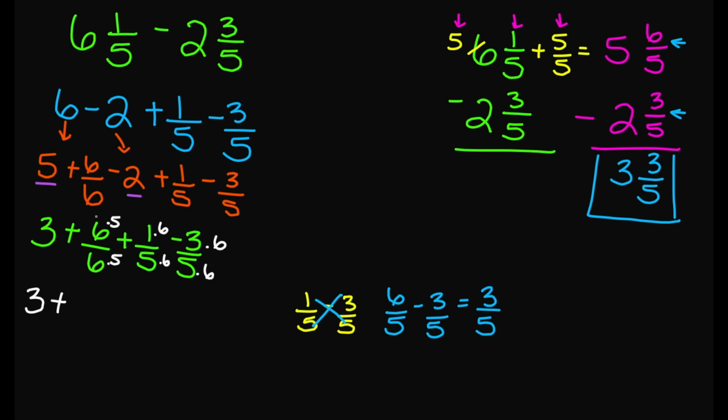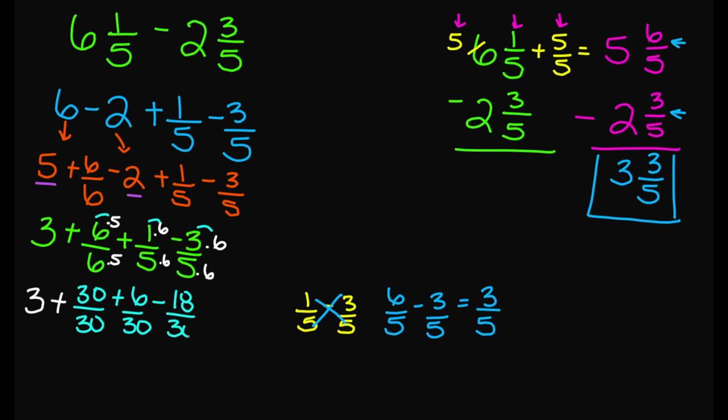So then here we have 6 times 5. This is going to be 30. That's going to be over 30. Here you have 1 times 6, that's going to be 6 over 30. Here you also have 3 times 6, that's going to be 18 over 30.